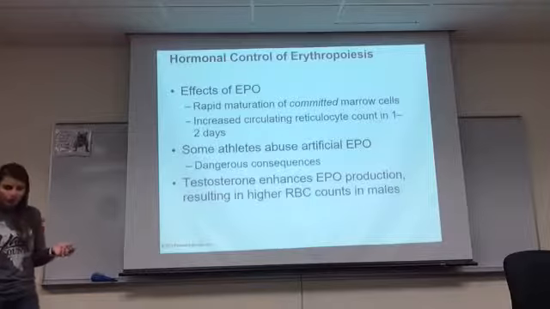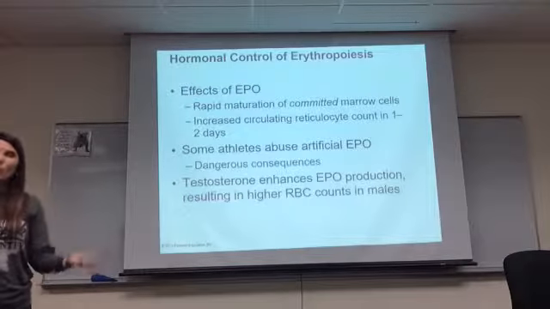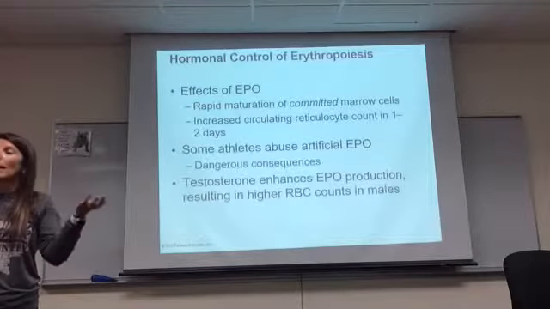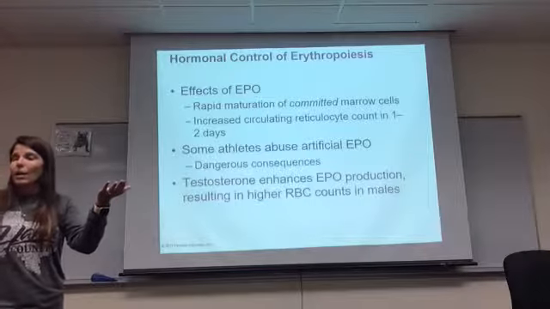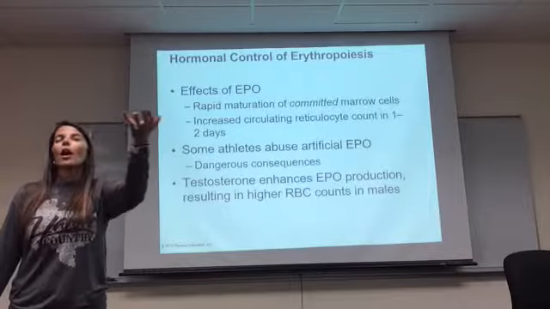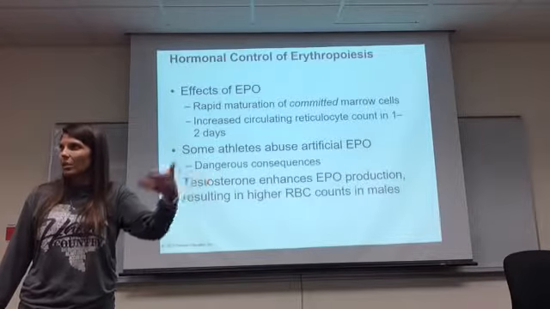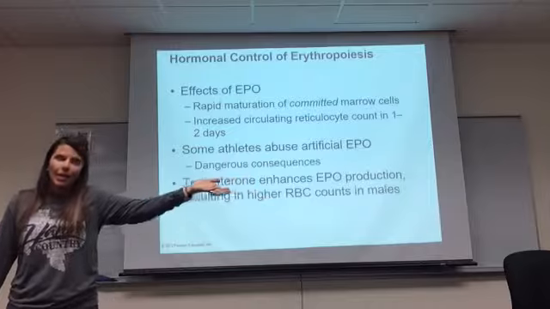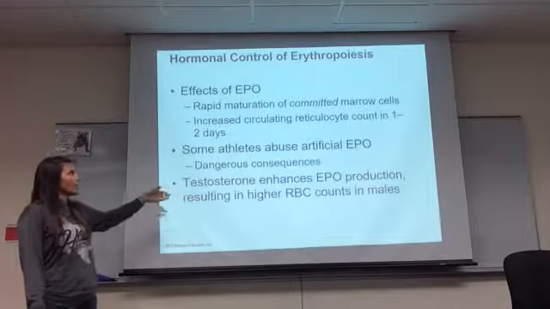Effects of EPO. When erythropoietin is released, it tells hematopoietic stem cells, I need red blood cells. So those hematopoietic stem cells say, okay, I'll become erythrocytes. So it stimulates them to commit to a bloodline. So it says, I'll become a red blood cell.